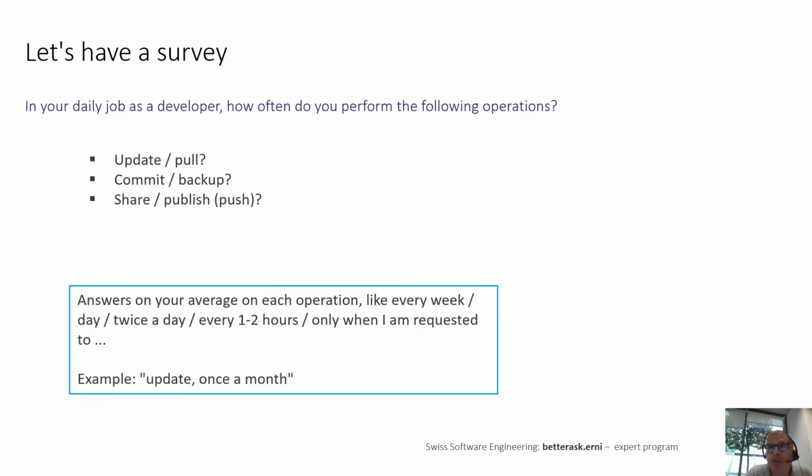Maybe you can take part in a survey if you have the time. Can you tell us in the chat how often in your daily job, on average, you update or pull? How often do you commit or make a backup of your Subversion files? And how often do you share and publish or push? Okay, you can answer in the chat, like, I update once a week, or I update every day, or I update every hour, whatever. Just give us your feedback, please.